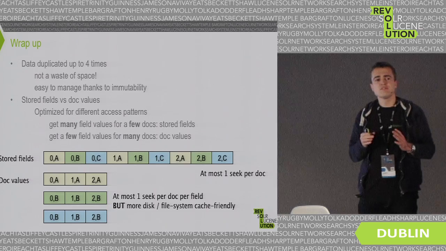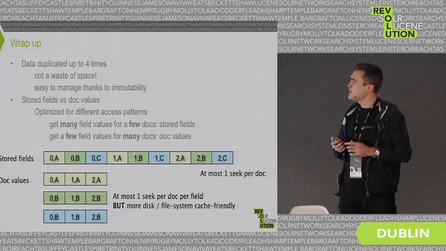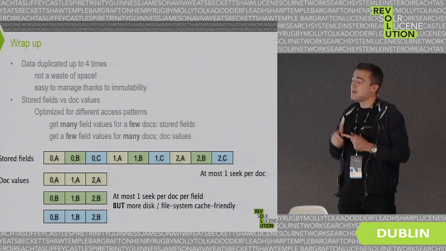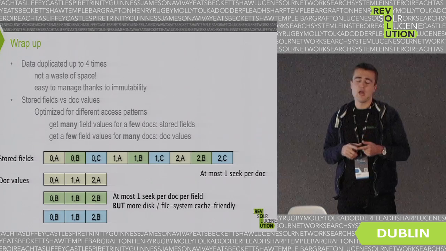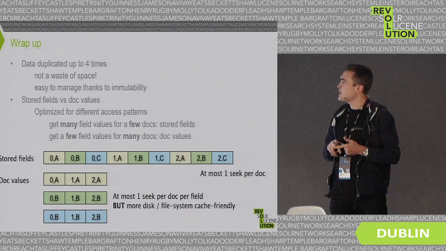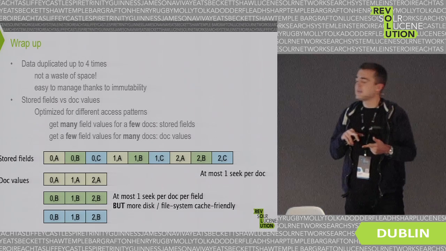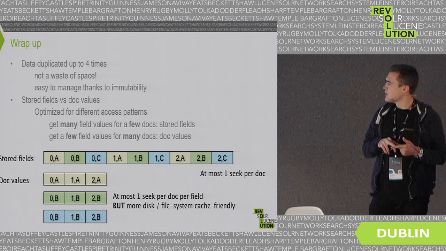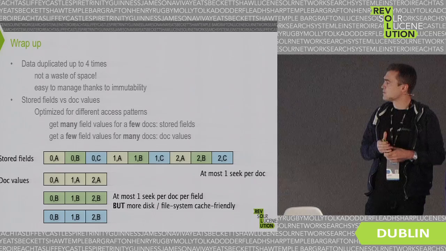So when to use stored field and doc values? A rule of thumb is that you should use stored field when you want to get many field values, but for a few documents, and you should use doc values, sorry, when you want to get a few field values, but for many documents.